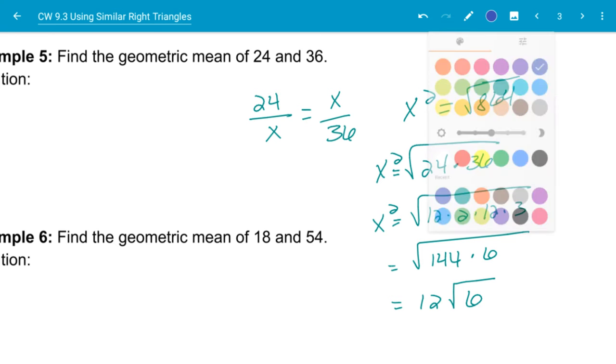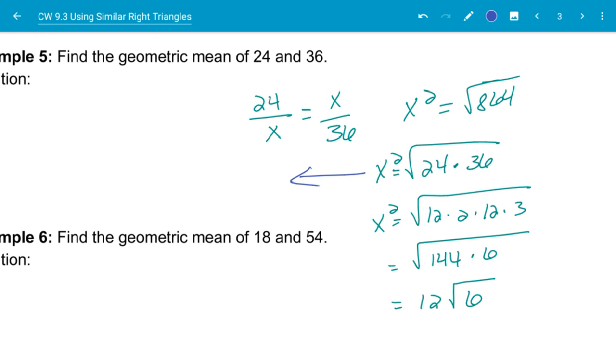Another way is, if you looked at this, 36 is a perfect square in itself, the square root of 36. And then I have the square root of 24. You can say, okay, what are my perfect squares in 24? 4 is a perfect square, 4 times 6. So the square root of 36 is 6. The square root of 4 is 2. And that leaves me the square root of 6. And that would be 12 square root of 6.